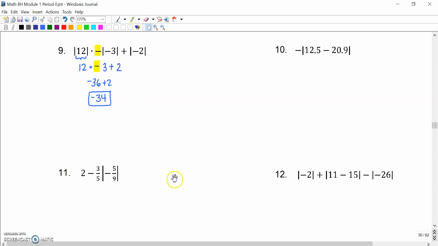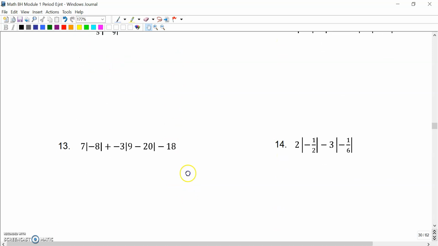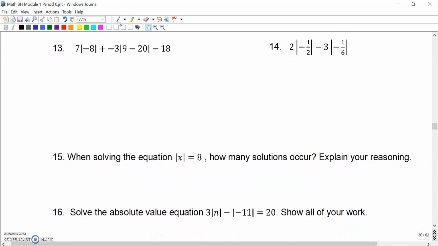We'll look at one more, which is number 13. This has operations inside the absolute value bars. So we're going to go even slower through this. We're not going to try to do too many steps at once. So we'll start with this absolute value bar is just self-contained with negative 8. Absolute value of negative 8 is 8, plus negative 3 absolute value bars.